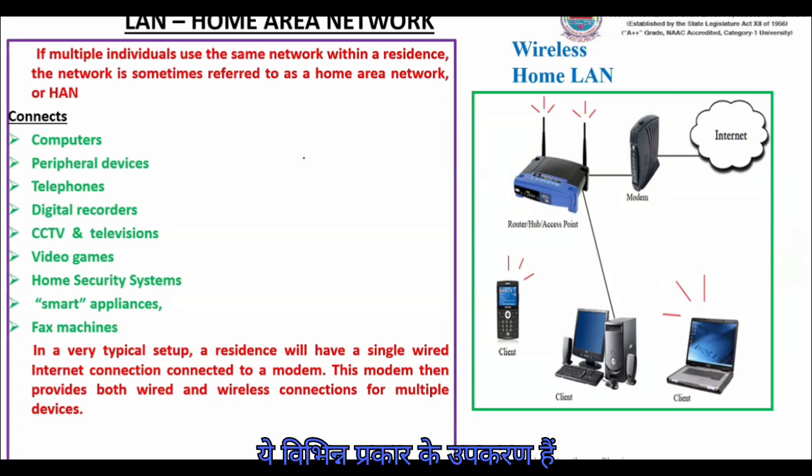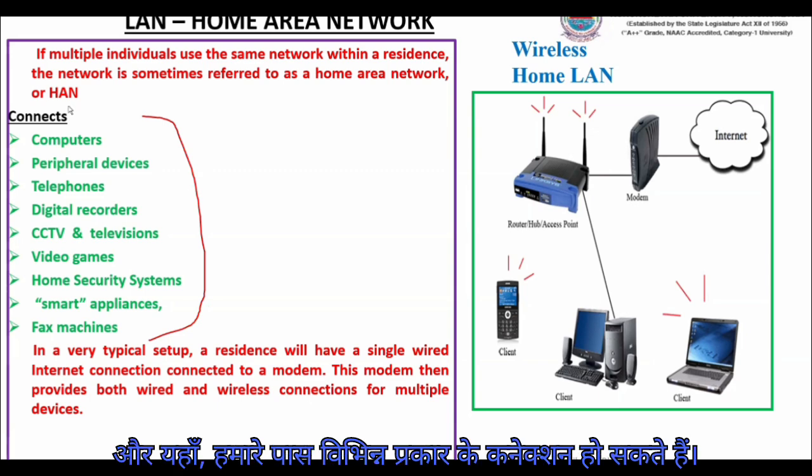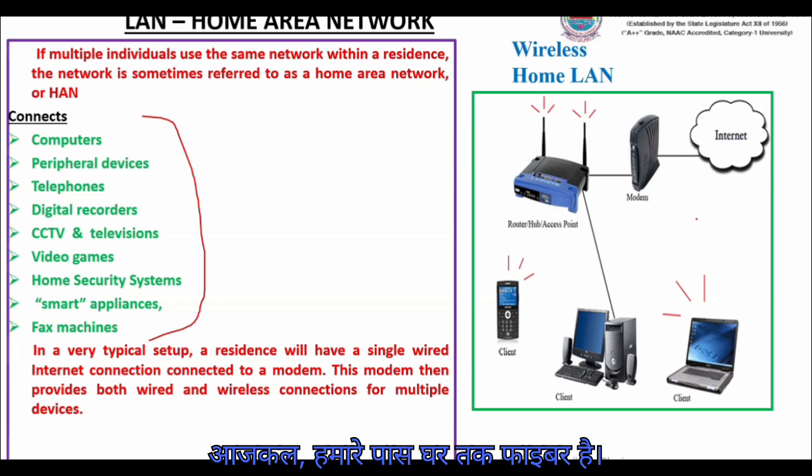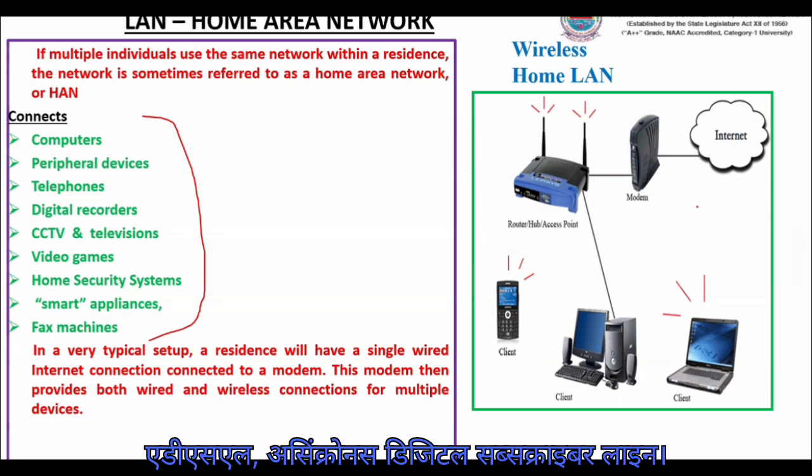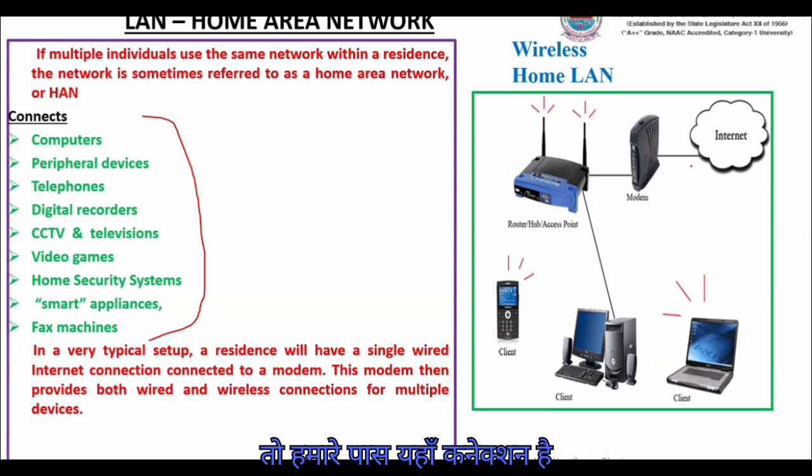And we also have home area networks, घर में जो हम install करते हैं, and these are the different kinds of devices which we can connect in our homes. And here we can have different kinds of connections. Nowadays we have fiber to the home, but we have the broadband connection also, the possibility of broadband connection, ADSL, asynchronous digital subscriber line.